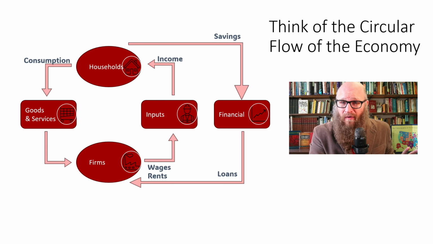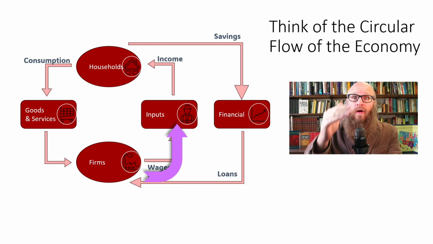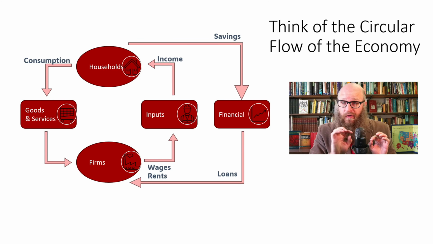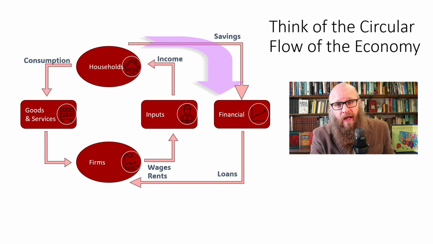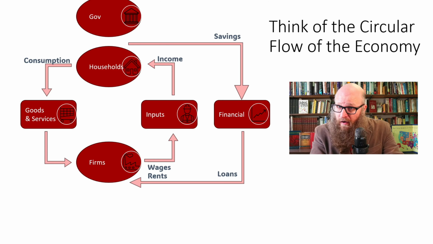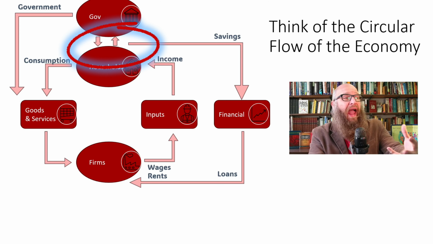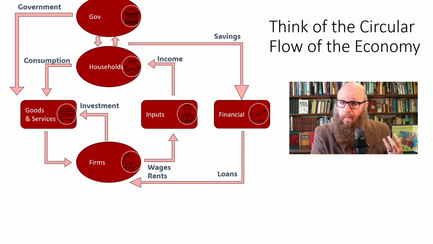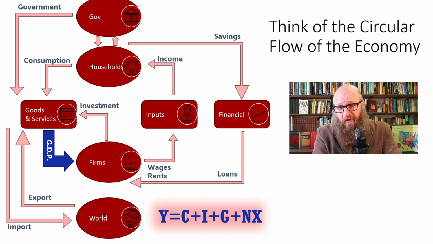Remember our circular flow of the economy? Households consume goods and services from firms who end up paying their workers in the form of income, and then households can either consume or save that income. The savings goes into the financial sector. Well, we can add government into the economy. They buy goods and services. They also tax households and give transfers to households. Firms invest. We have the rest of the world. And GDP is C plus I plus G plus NX.